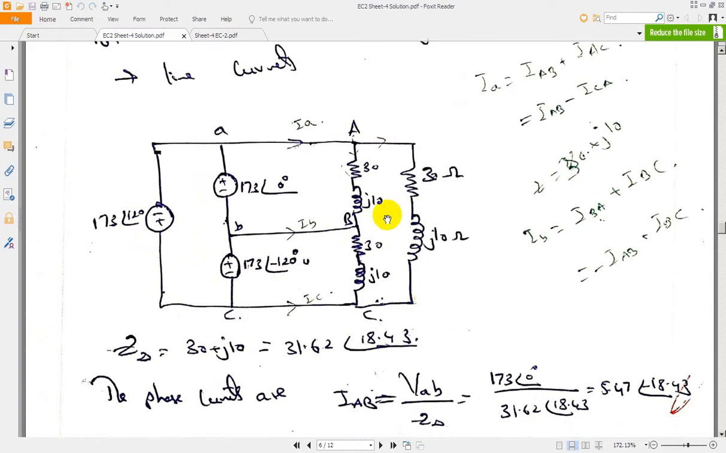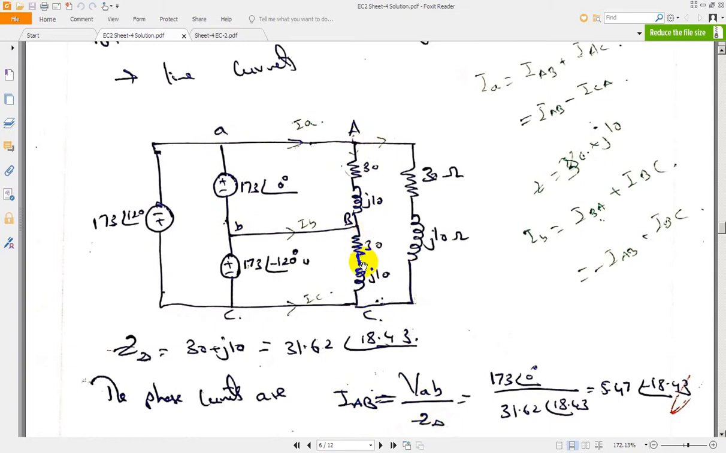Now under such condition, let us evaluate the phase currents. Initially, let us calculate the phase current. Phase current means current flowing in this phase, this phase, this phase. If you want to evaluate this current, we should know the voltage which is applied across this branch. The voltage applied across this branch is the VAB voltage, and the impedance across VAB is Z delta. So the current flowing in this branch will be IAB is equal to VAB by Z delta.